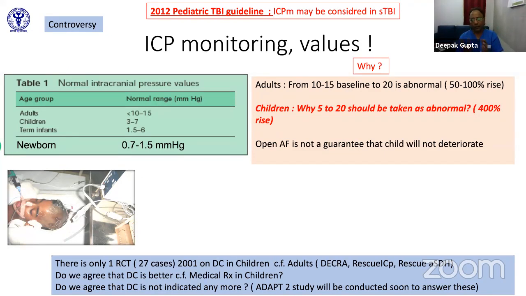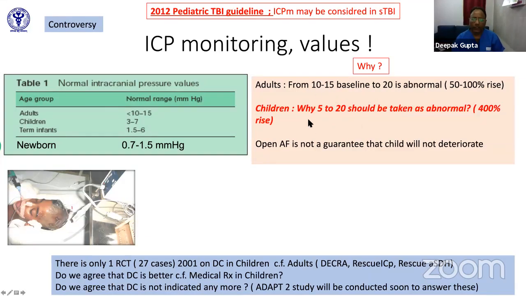In adults, if you look at the statistics and the figures, a shift of 10 to 15 millimeters of mercury is considered baseline, and more than 20 is a magical figure which is often considered abnormal. And the BTF guidelines of 2016, I think, talked about a magical figure of 22, which was derived only from one study from the UK, I suppose.